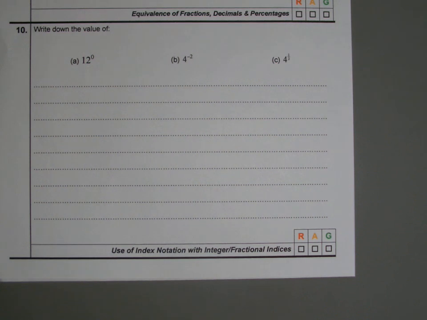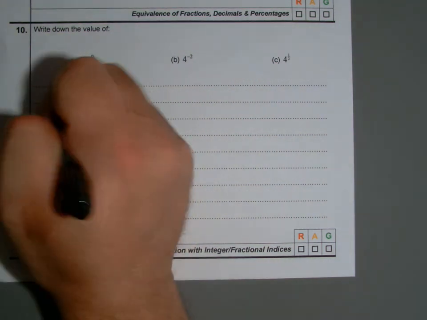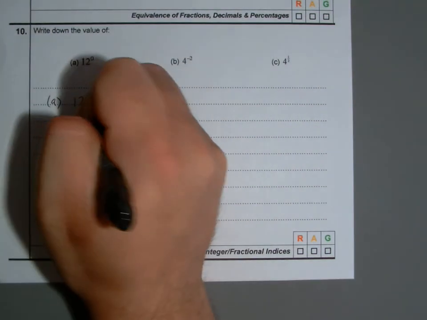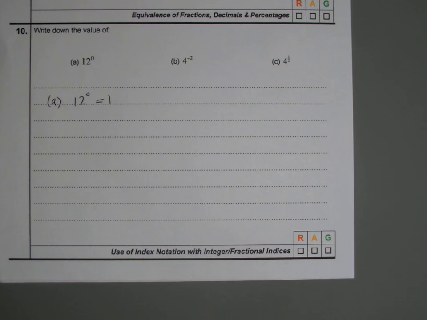Okay, write down the value of each of these. So in A, 12 to the power 0. Really simple. Anything to the power 0 is 1. It doesn't matter what it is. It could be 100 to the power 0. It could be 6.7 to the power 0. If it's the power 0, it's always 1. Just remember it, okay? Super important there.